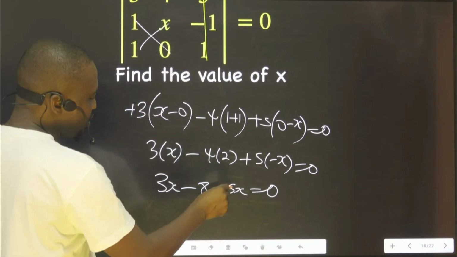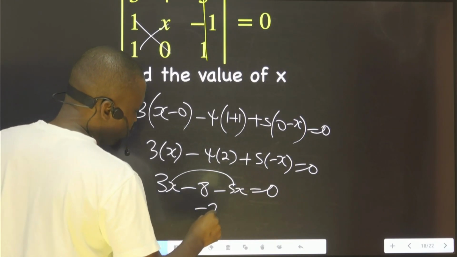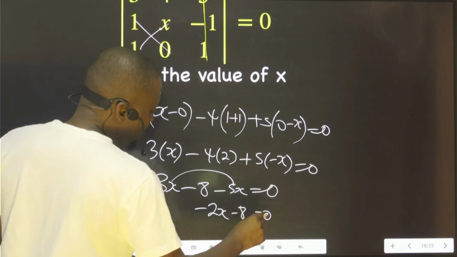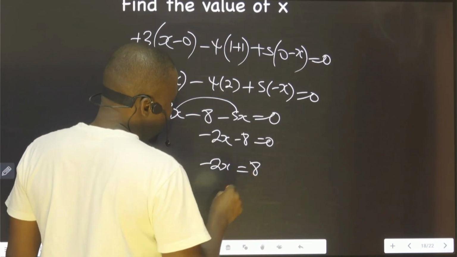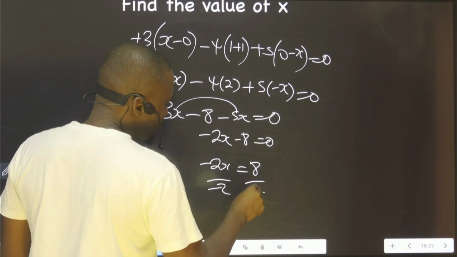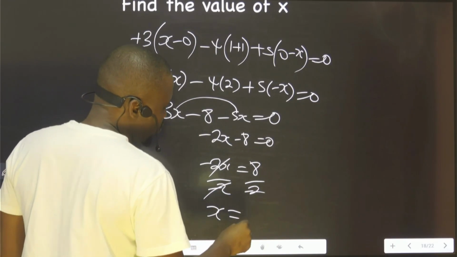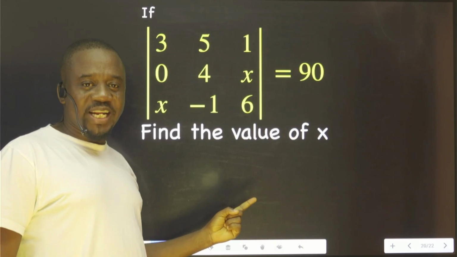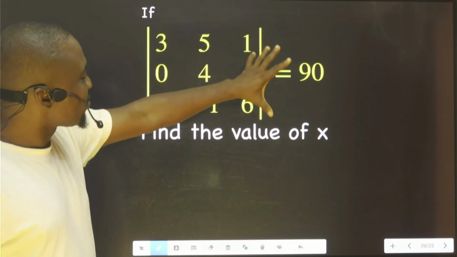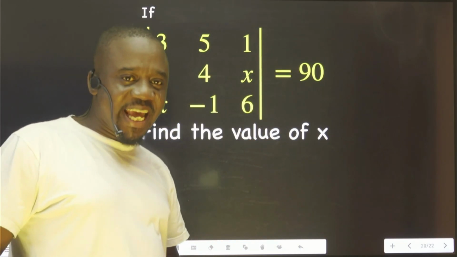You agree with me that these two will produce minus 2x minus 8 equals to 0. Therefore, minus 2x equals to 8. Divide both sides by minus 2. You agree with me, x is equals to minus 4. So that is our x. Let's look at this. If this is equals to this, we should find the value of x again.